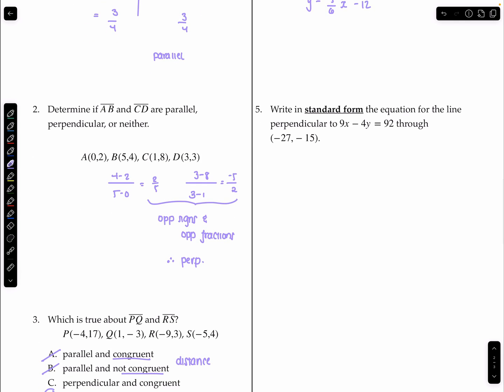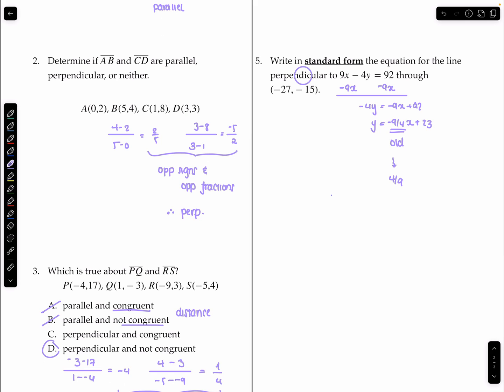Last but not least here, we do the same thing. We subtract 9x here from this equation in standard form. This is negative 4y equals negative 9x plus 92. So y is equal to negative 9 over 4x plus 23. So our slope here originally is negative 9 over 4. We need something that is perpendicular to this here, so it's going to become 4 over 9 positive.